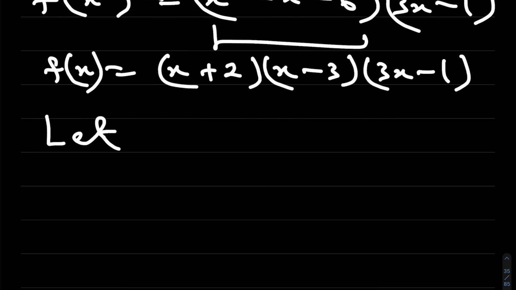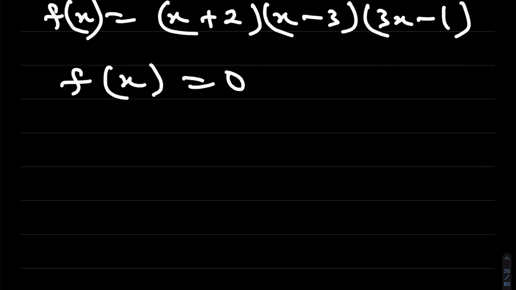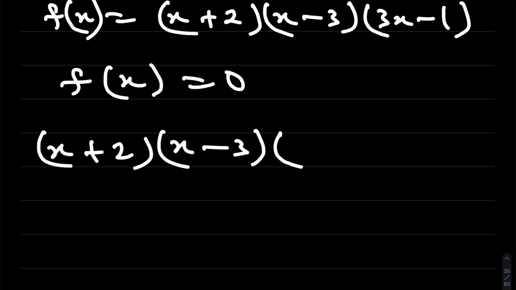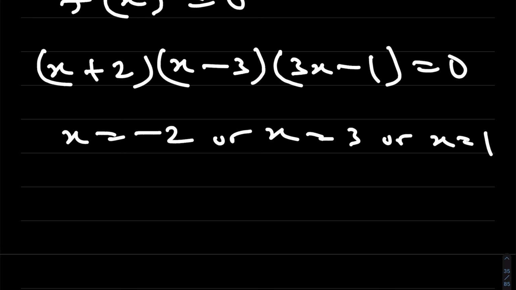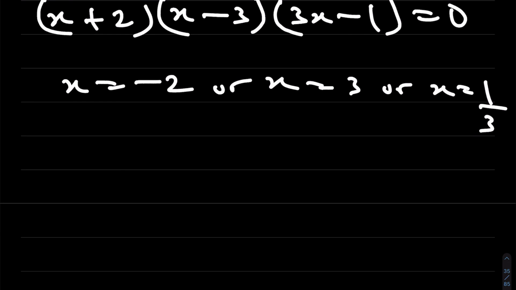Now to find the zeros of f of x, let f of x be equal to 0. Which simply means x plus 2 times x minus 3 times 3x minus 1 equals 0. And that simply means x equals minus 2, or x equals 3, or x equals 1 over 3. And those are the zeros of f of x.